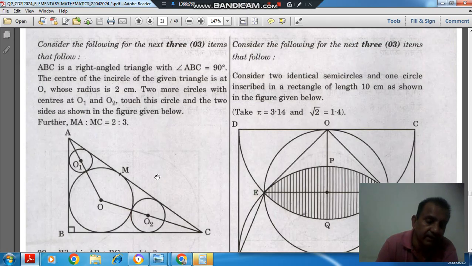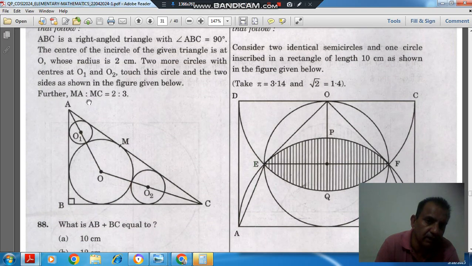Question number 88, 89 and 90 carry a common statement: consider the following for the next three items that follow. ABC is a right angle triangle with angle ABC equal to 90 degrees. The center of the circle of the given triangle is at O, whose radius is 2 centimeters. Two more circles with centers at O1 and O2 touch this circle and the two sides as shown in the figure given below. Further, MA ratio MC is 2 ratio 3.